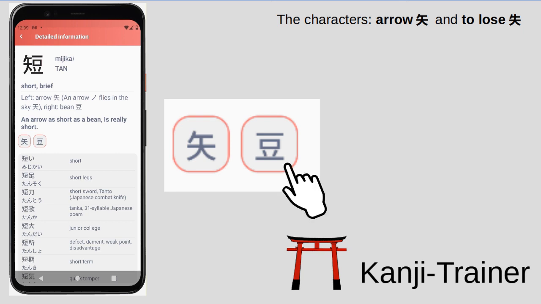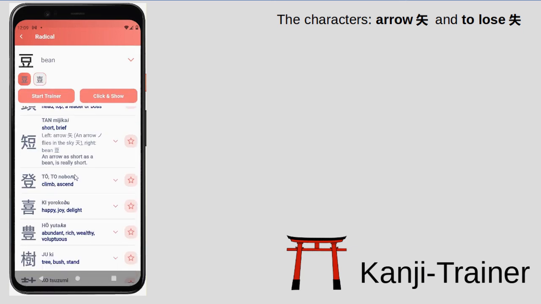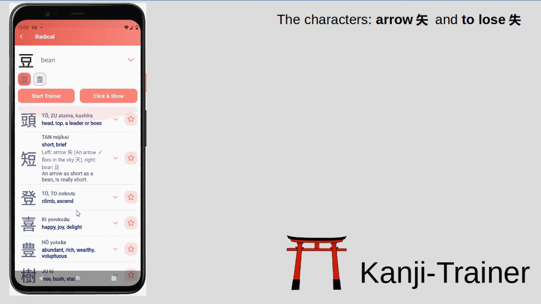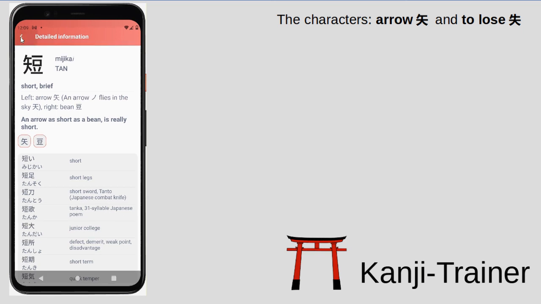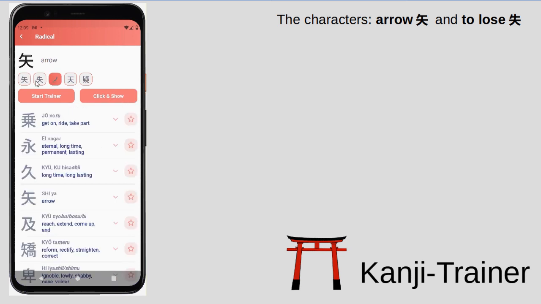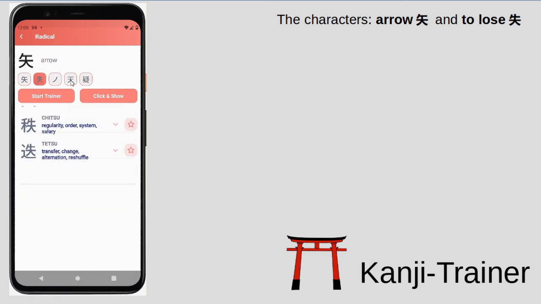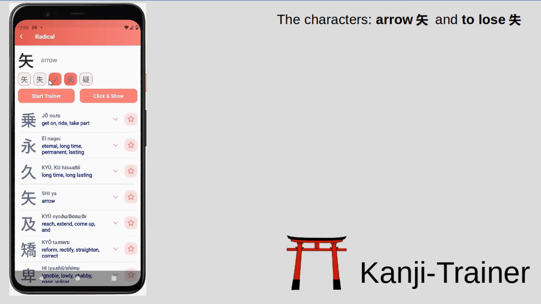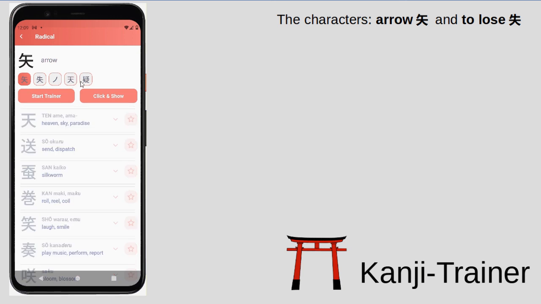I go on the radical for bean, and I come to a list with all usages of this radical in the Joyo kanji. Well, I could work through this list, but instead I prefer to go to the main learning list. Here in the second line we have several radicals which are in a certain relationship with that arrow. I can switch on and off those radicals, and the corresponding kanji are added or removed from the list.